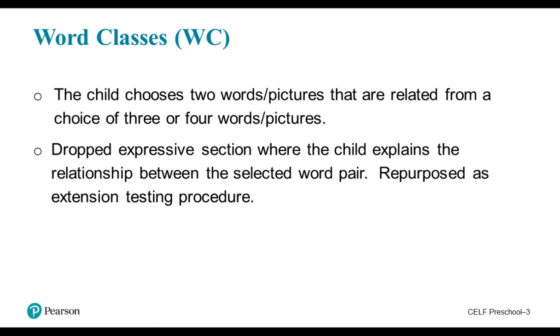For word classes, the child chooses 2 words or pictures that are related from a choice of 3 or 4 words or pictures. The expressive section, where a child explains the relationship between the selected word pair, was dropped from the standardized administration of CELF Preschool-3, and we repurposed the expressive section as an extension testing procedure for exploring a child's strengths and weaknesses. So rather than stopping the administration and asking the child to explain why they chose what they chose, you just continue the administration.